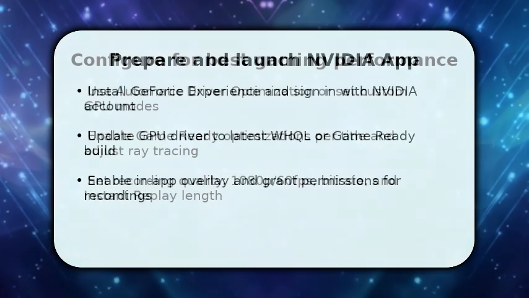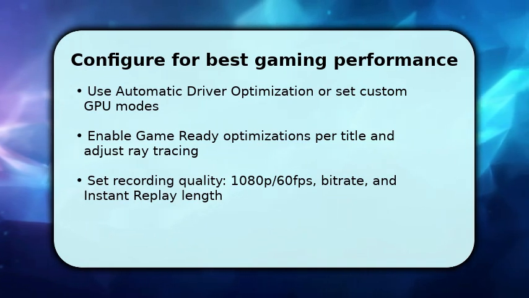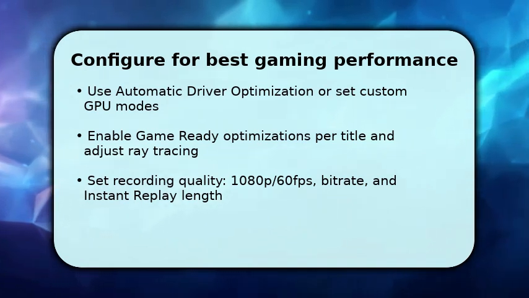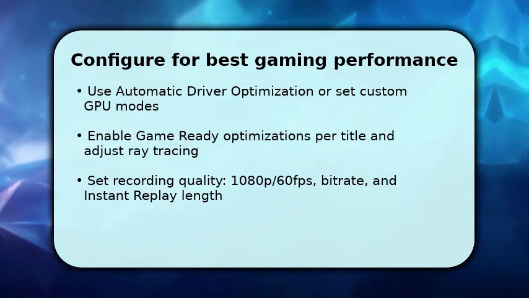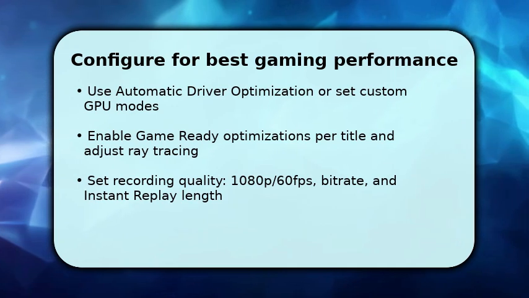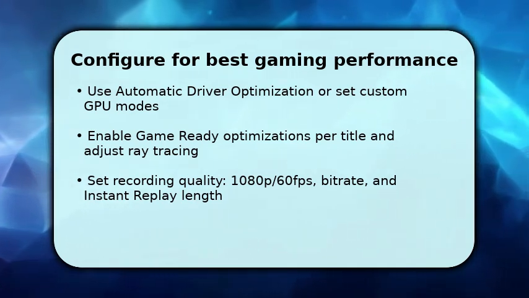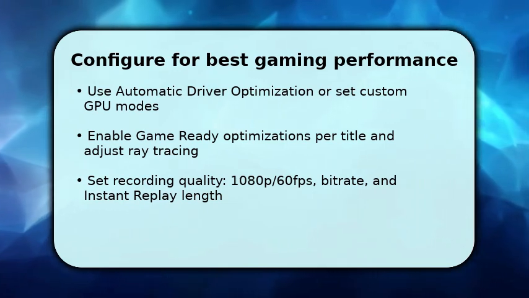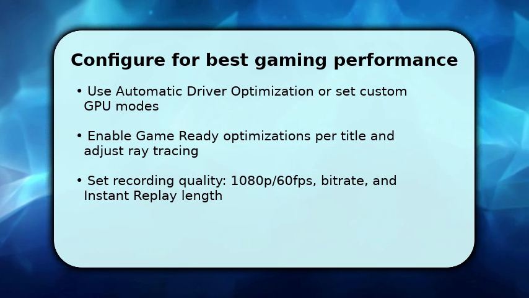Now you configure performance and capture settings within the Nvidia app. You can choose automatic optimization per game to apply recommended settings, or use custom profiles to balance frame rate versus visual fidelity. This matters because different genres benefit from different trade-offs. Adjust ray tracing and DLSS modes if available, because DLSS raises frame rates with minimal quality loss.